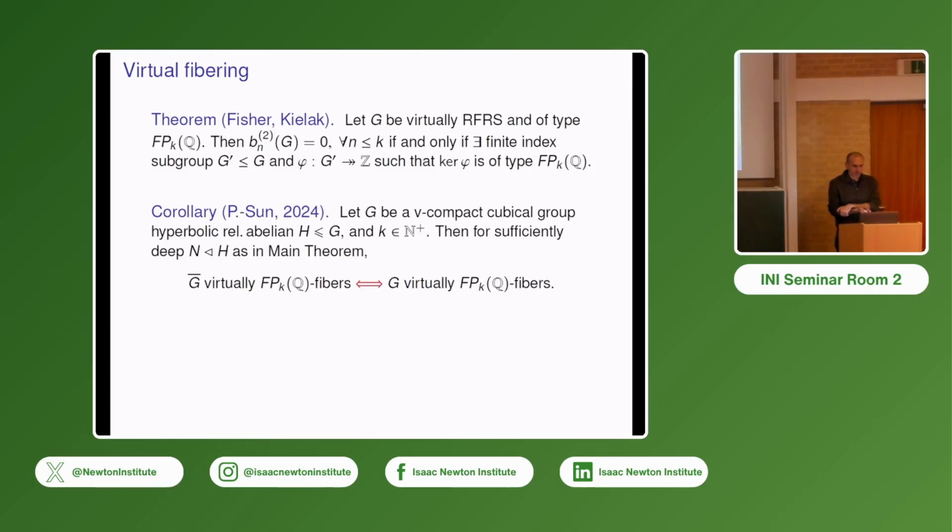So as a corollary of our theorem and this theorem, we have that, under the same assumptions as in the theorem, G is a virtually compact cubical group, hyperbolic relative to an abelian subgroup H. Then for a sufficiently deep normal subgroup N, as in the main theorem, satisfying there's this K and where K mod N is torsion free. Then you have that G bar is virtually fibered if and only if G is virtually fibered.